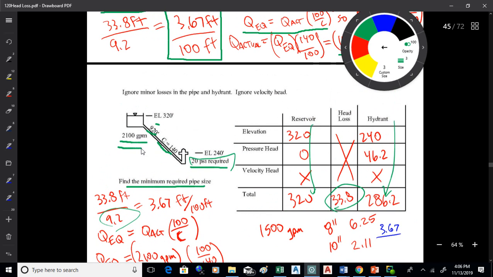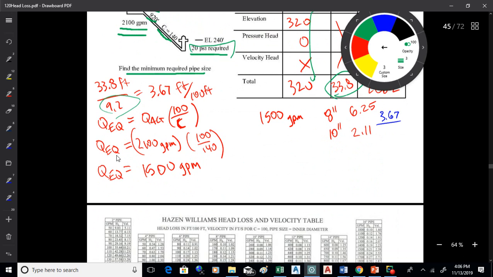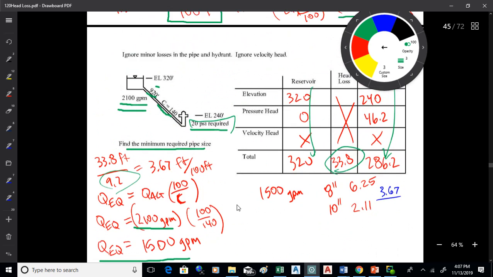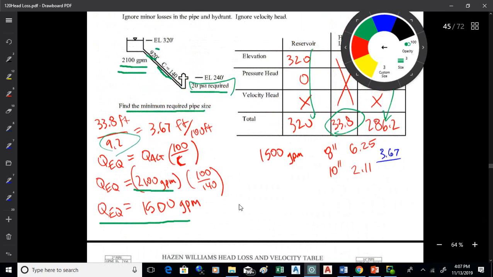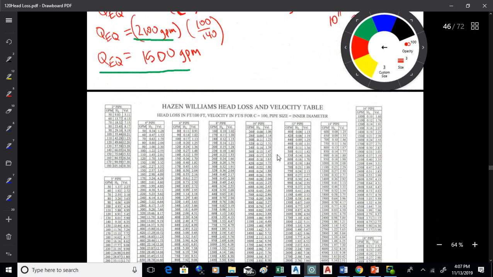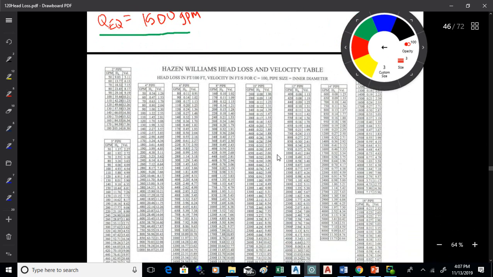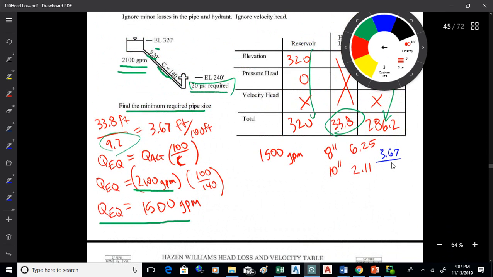We're given 2,100 gallons per minute here, so we want to find the equivalent flow to use on the table. So we take the 2,100 gallons per minute, multiply it by 100 over C, and get an equivalent flow of 1,500 gallons per minute. Then we go look at the table for 1,500 gallons per minute for different pipe sizes. For 8-inch, the head loss is 6.25. For 10-inch, the head loss is 2.11. So that's one above and one below our actual allowable head loss.